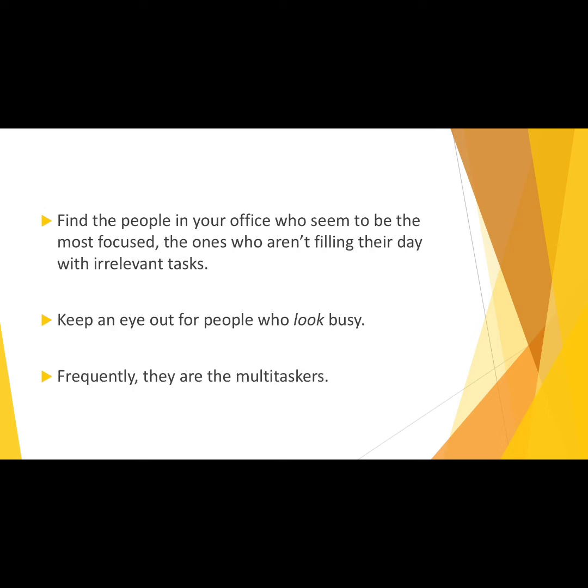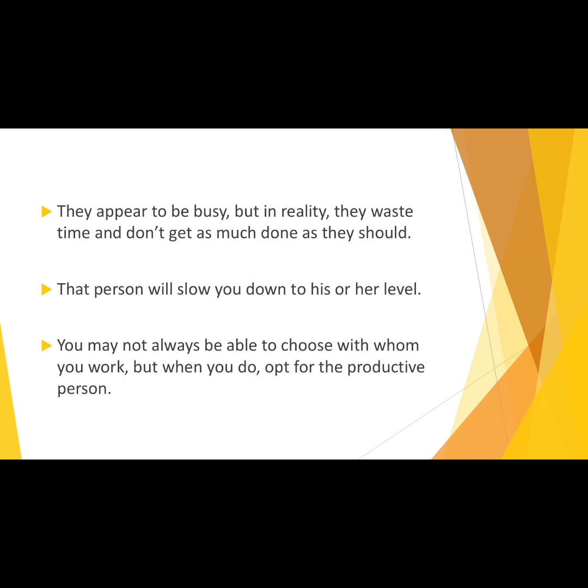Find the people in your office who seem to be the most focused, the ones who aren't filling their day with irrelevant tasks. These are the workers that plan ahead and remain in control of their time. Keep an eye out for people who look busy. Frequently, they are the multitaskers. They appear to be busy, but in reality, they waste time and don't get as much done as they should. Sometimes people choose to work with such a person because they think they'll look better in comparison. The opposite is true. That person will slow you down to his or her level.